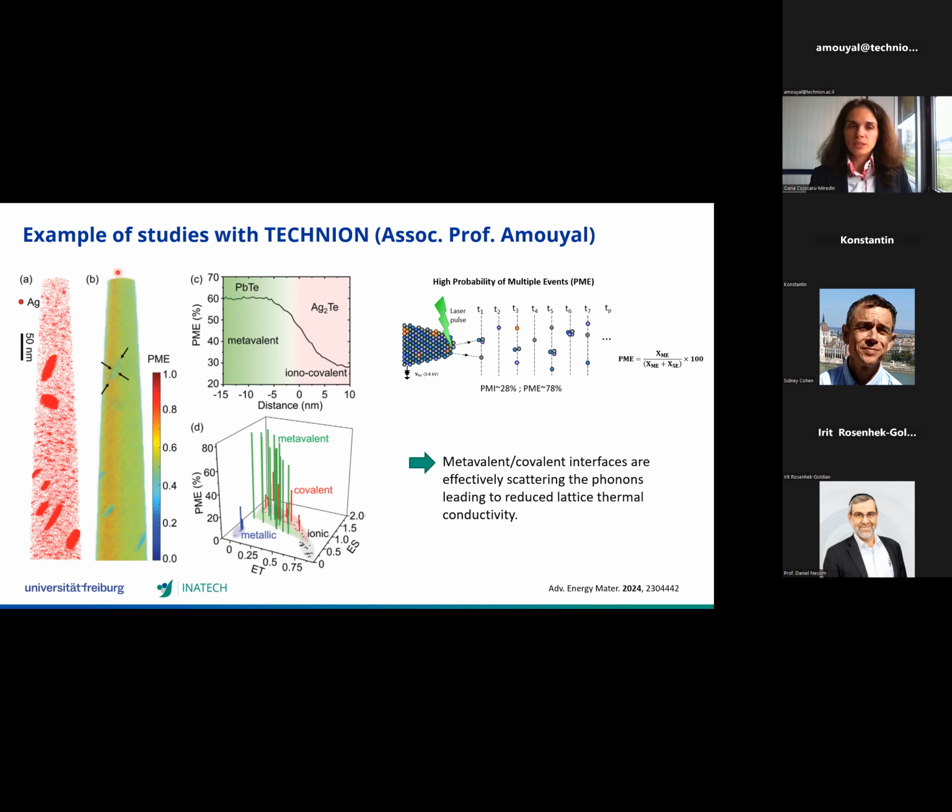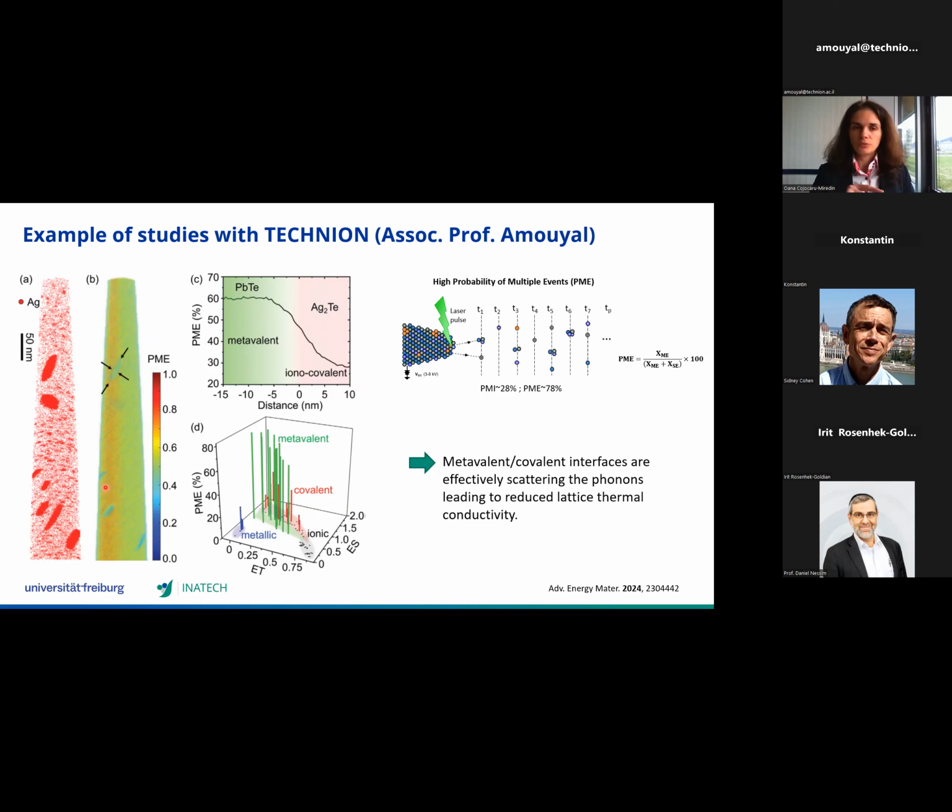But for this peculiar material, for the lead telluride, we have a very high proportion of multiple events. If we look here at the PME value, we see that this is at least 60%. This is much higher than what has been expected in the literature, which is below 30%, which is the case for the silver telluride. And we see nicely in the 3D map, this is a PME map, that we have the matrix, which is the lead telluride, and we have the silver telluride precipitates, which are a covalently bonded system, and which appear here like a dark bluish.